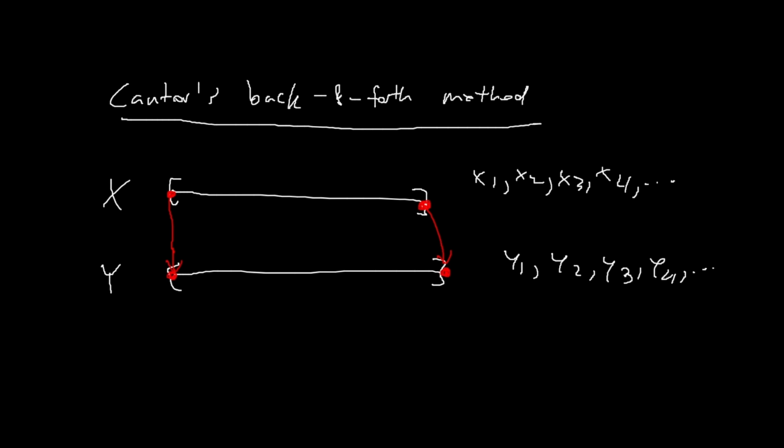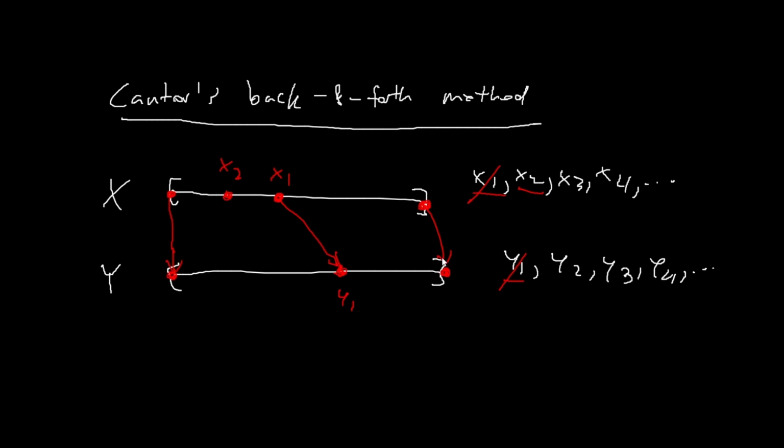And just intuitively, the way you would proceed is you would start with the element X1, located on the X interval, and then you would locate Y1 on the Y interval, and then you would send X1 to Y1. Then you'd look at X2, and X2 can either be on the left interval or on the right interval. Let's say it's on the left interval. And then Y2 might be on the left interval, but it could also be on the right interval.